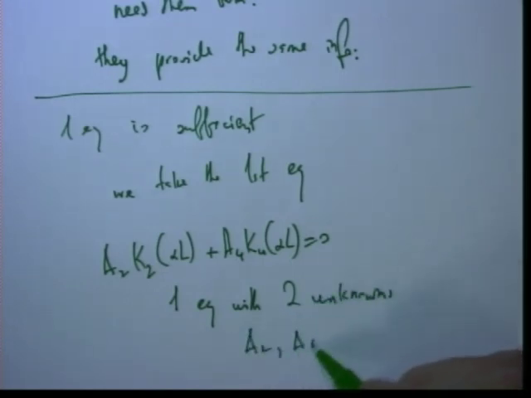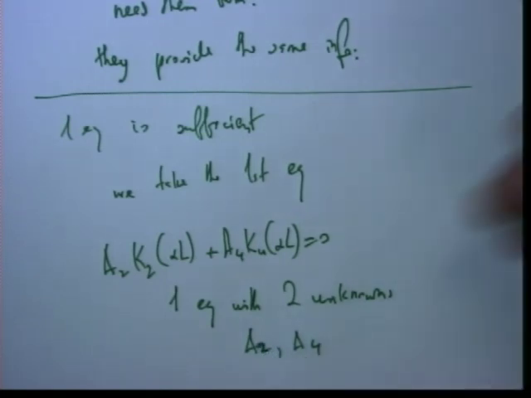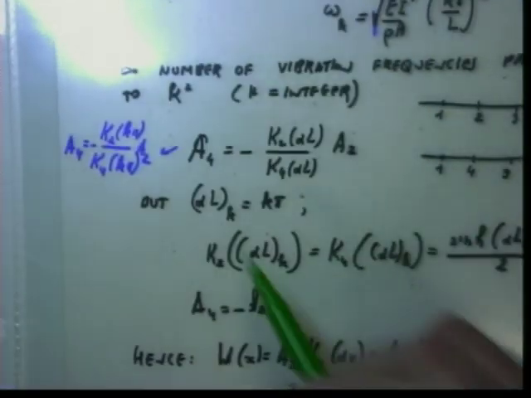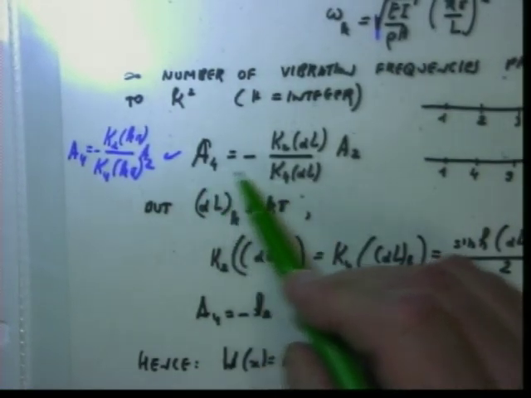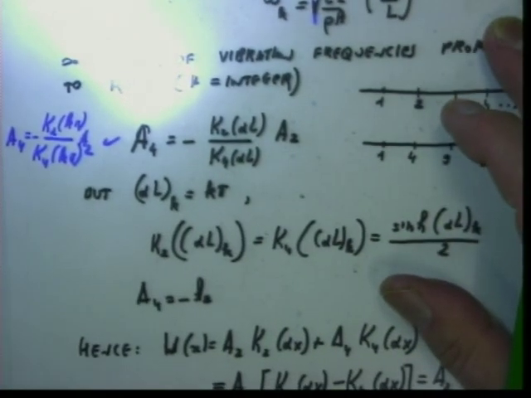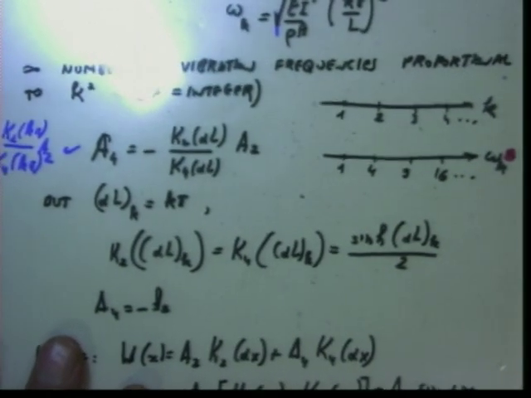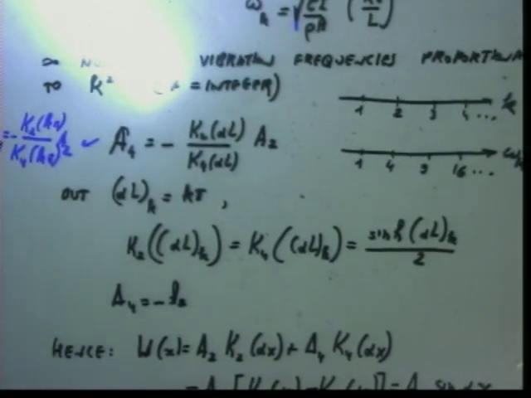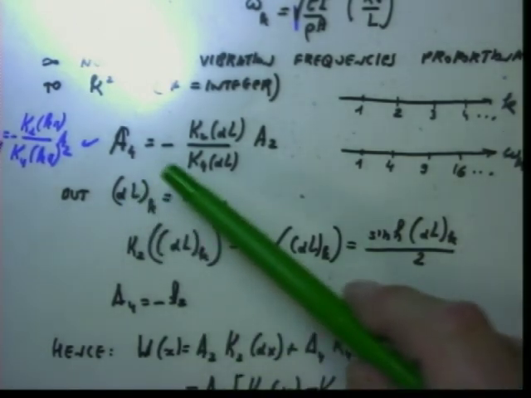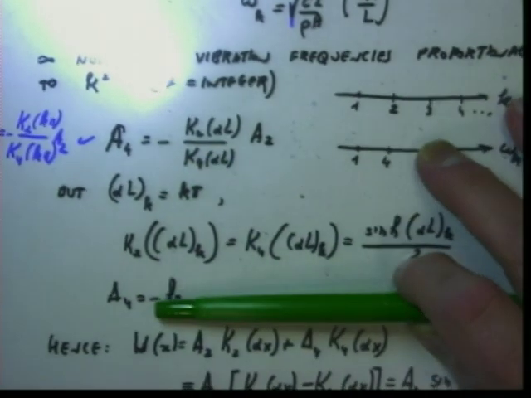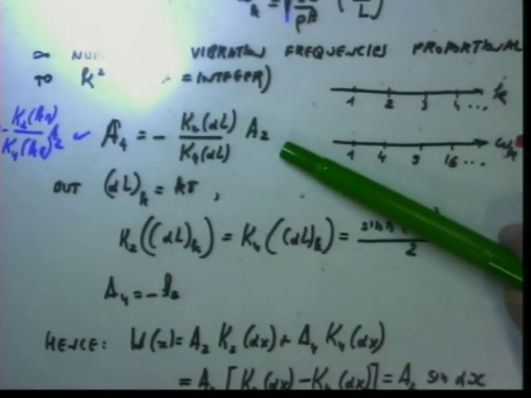A2 and A4. So we have an infinite amount of solutions: one equation with two unknowns. And we can express A4. Now I think you did not have this. And in a few minutes we are already in a new topic. I just repeated because we have a new person. But now we will go further. So A4 then equals minus K2 over K4 times A2.